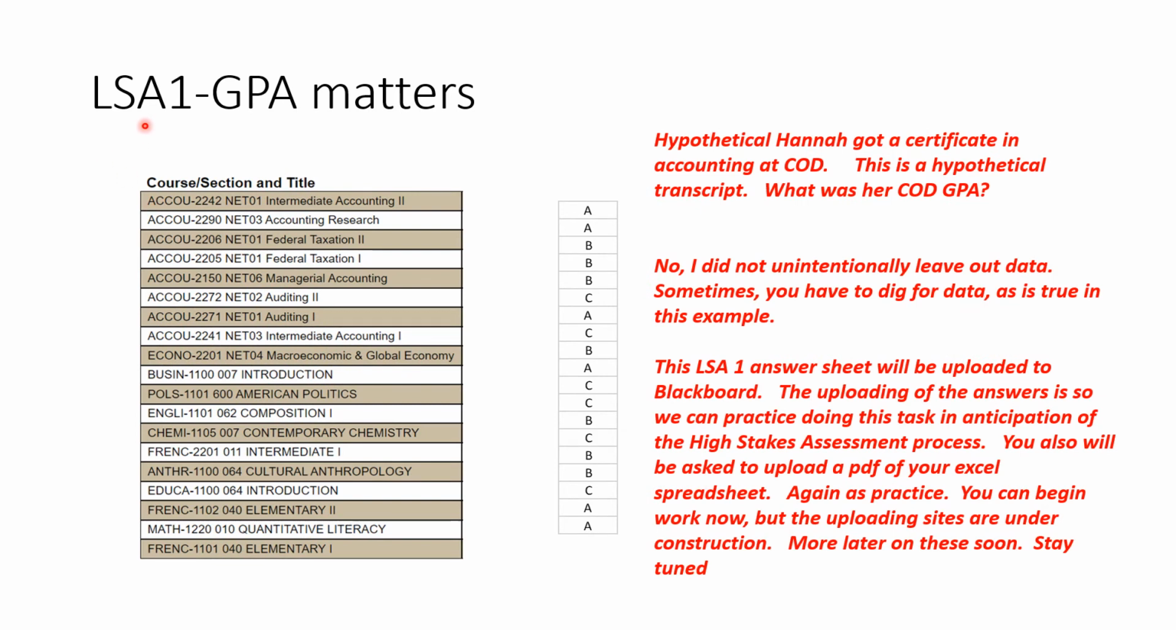So here was the problem about GPAs. We had a hypothetical student called Hannah who got a certificate in accounting at COD, and this is her hypothetical transcript. These are the grades she got in those courses. What was her COD GPA? You did have to dig up some data to do this, but we got some practice uploading things, and we're going to be doing that for the midterm as well. So that was LSA 1, dealing with GPAs and weighted average.